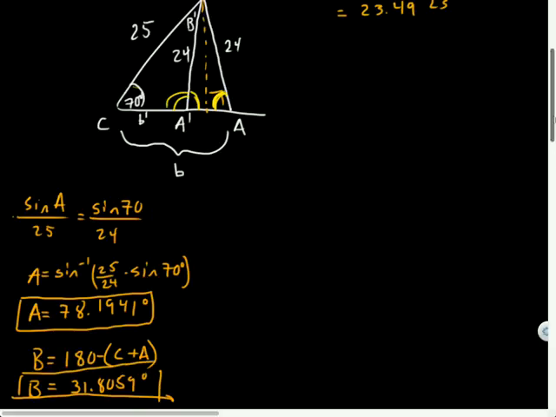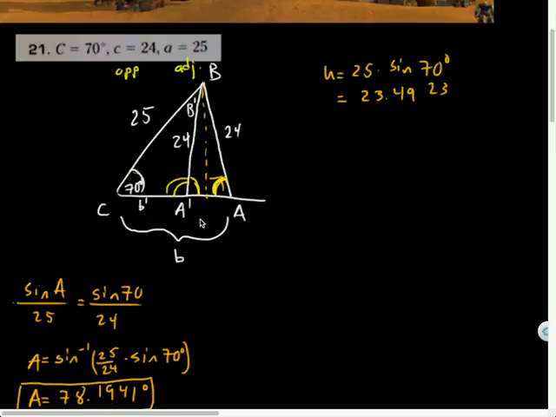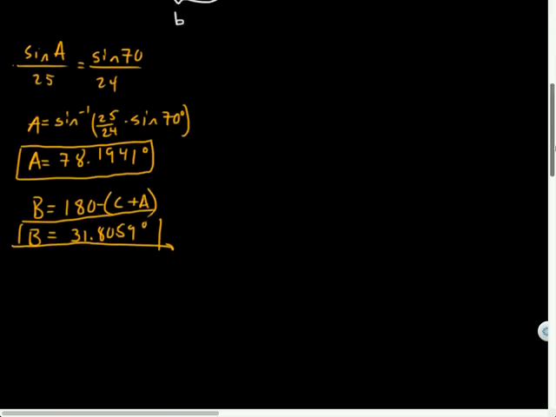And now that I know angle B, I can find side b, using the law of sines, because I can set up a fraction of b over the sine of angle B. So b over sine of 31, I'm just going to abbreviate, is equal to, and I should compare it to the C's because I have big C and little c. So I'll have 24 over sine of 70.